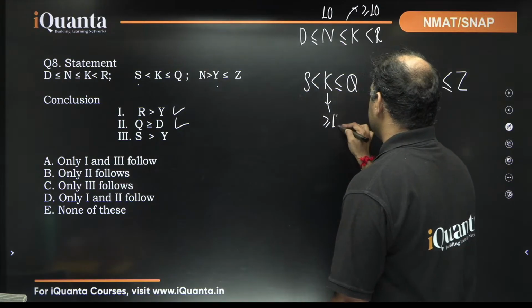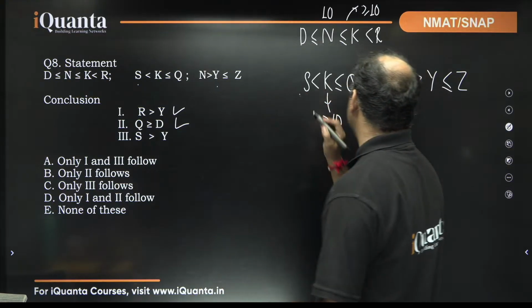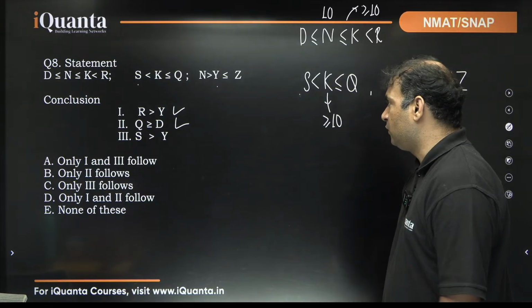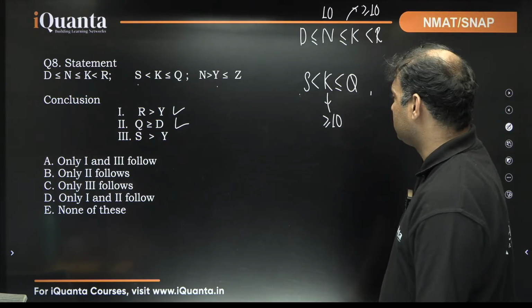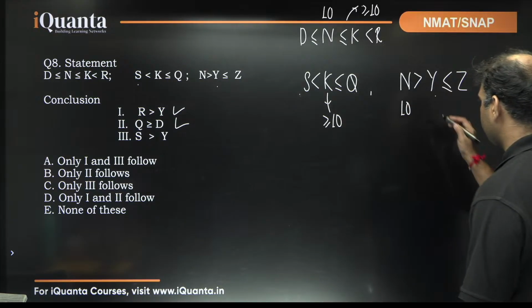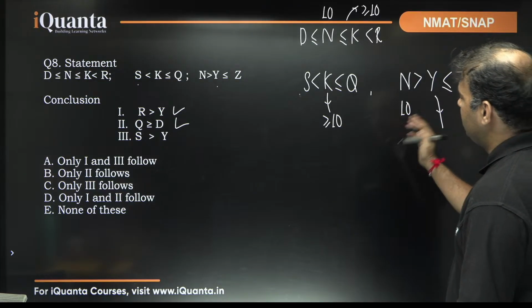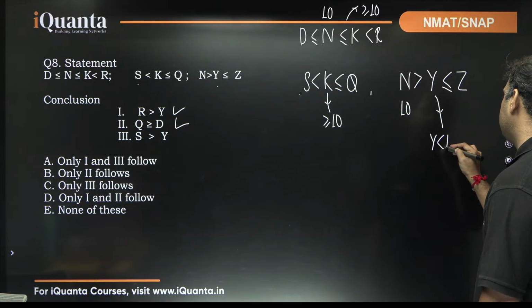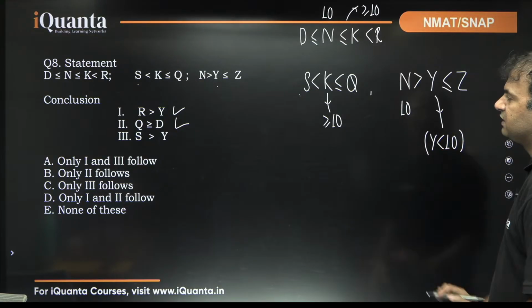Now this is about S and Y. S is here and Y is here, right guys? So S is less than K, where K is greater than or equal to 10. So guys, there can be a lot of possibilities. If we start working here first, N is greater than Y, that means Y is less than N. That means Y is definitely less than 10.